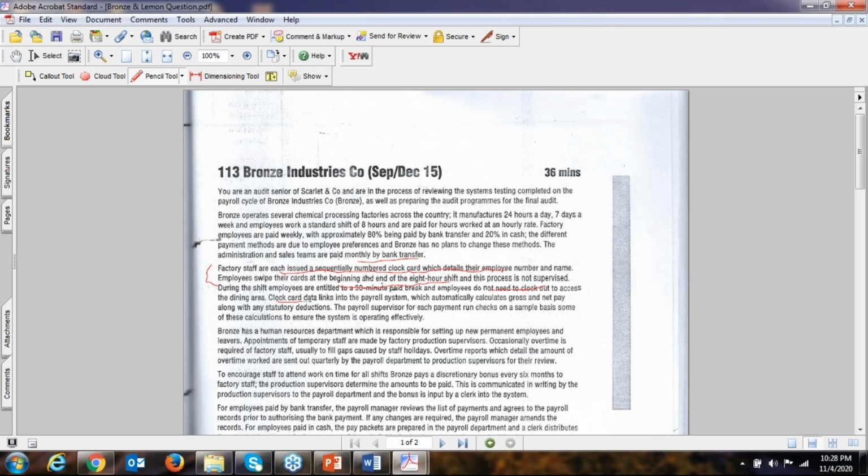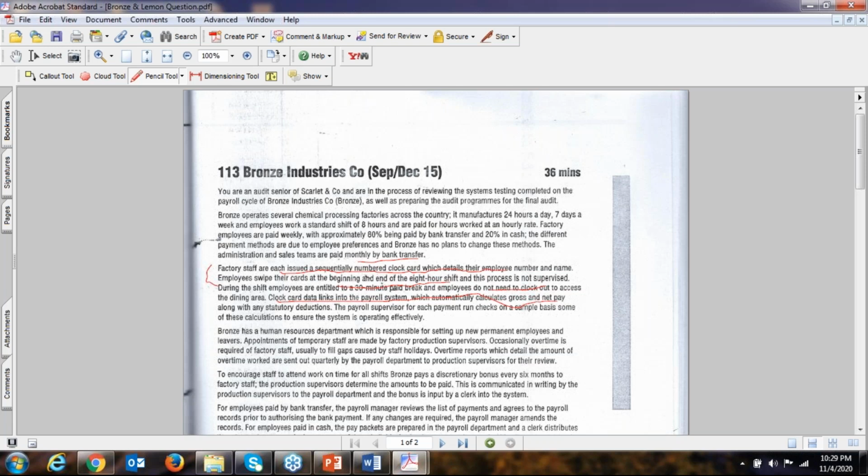Next, clock card data links into the payroll system, which automatically calculates the gross pay and net pay. This is another key control. Here I'm mentioning the key control first, so to save time, you just need to copy this sentence and paste it in your answer: clock card data links into the payroll system, which automatically calculates the gross and net pay along with any statutory deductions. So this is the key control.